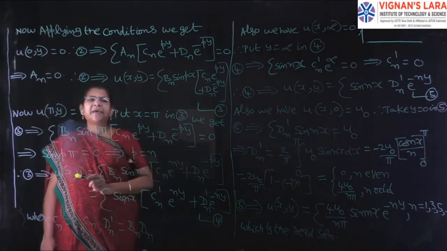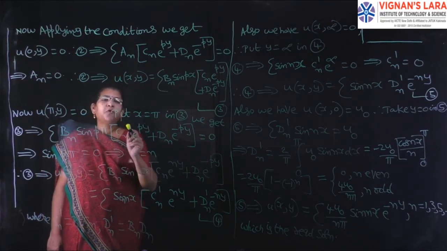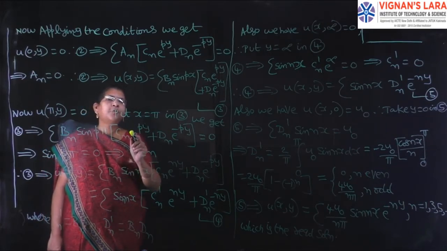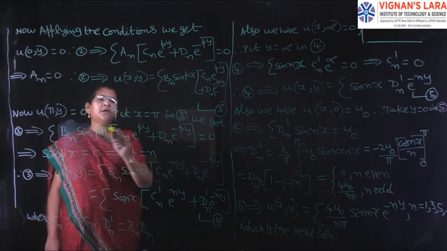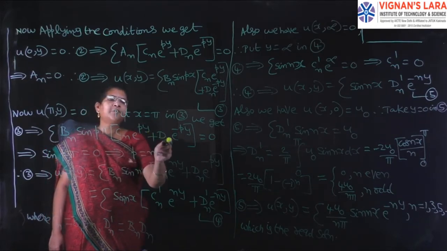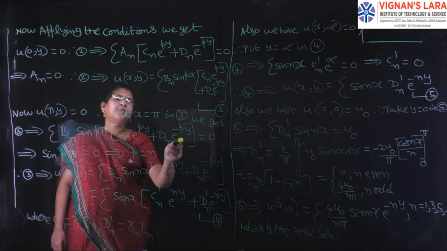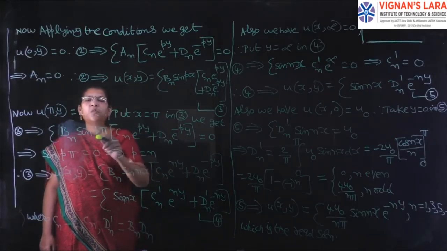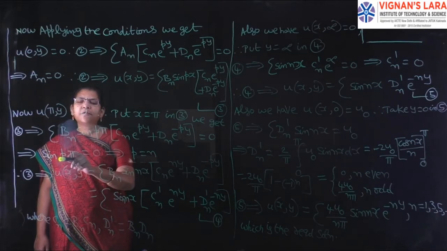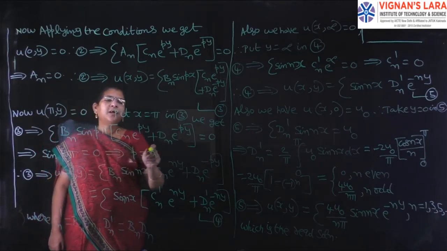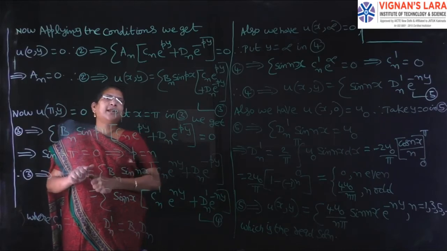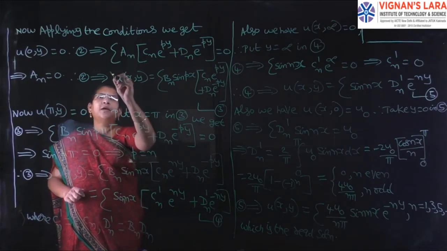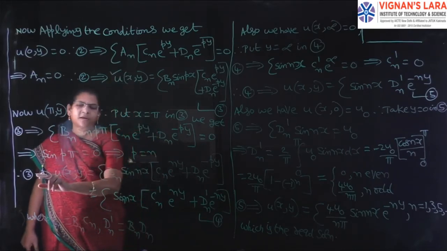Okay. Then if summation is 0, it means each and every term must be 0. But bn is not equal to 0, and Cn e power py plus Dn e power minus py is not equal to 0. What is the only possibility? Sin p pi equal to 0, which implies p equal to n. Therefore, put p equal to n in equation number 3.